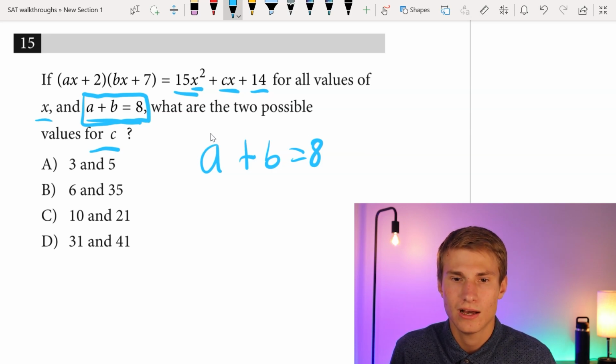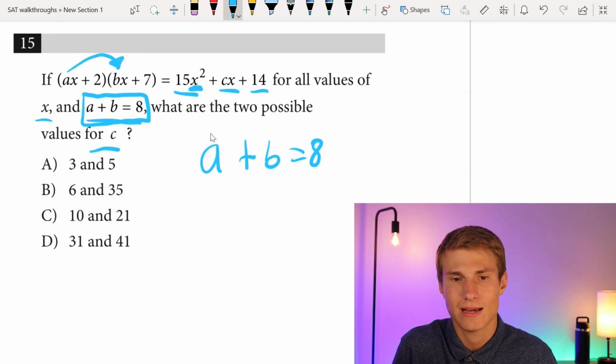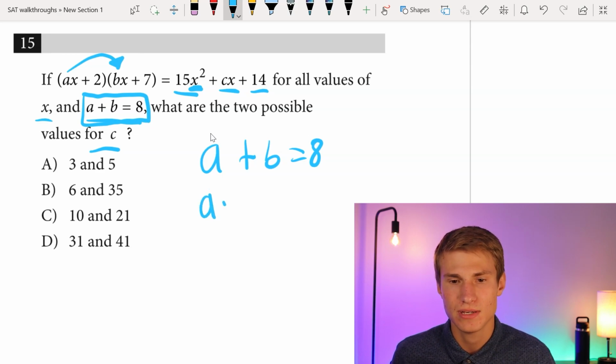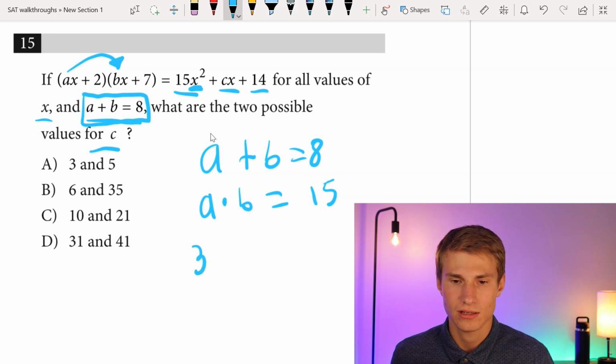Next thing that I see, I've got this x squared term, which I know is going to come from ax times bx, which will give me abx squared. Therefore, I know a times b has to equal 15. Now from this, I'm looking for factors of 15 that add up to 8. Immediately, I'm thinking 3 and 5.